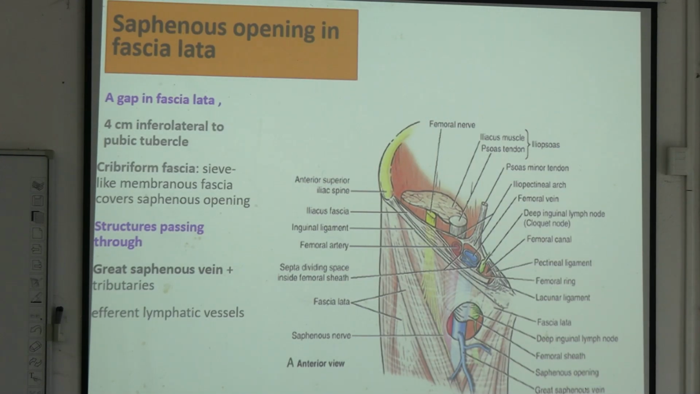In the thigh region, the deep fascia has an opening. We call this opening the saphenous opening, which is guarded by a cribriform plate, the cribriform fascia. Piercing through this opening, on the medial side of the upper end of the fascia lata, comes the great saphenous vein, which dives in and opens into the deep vein. We call that the femoral vein.